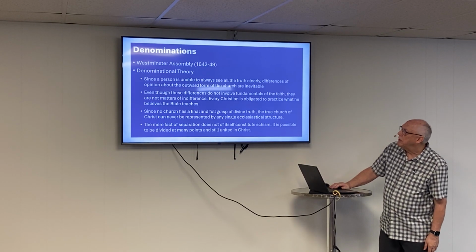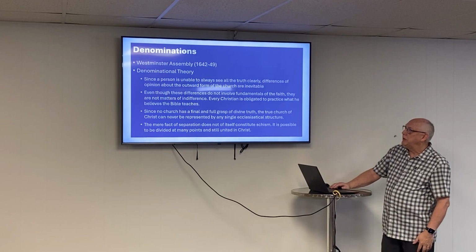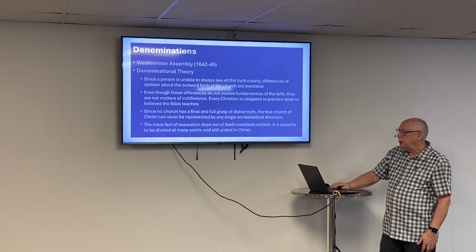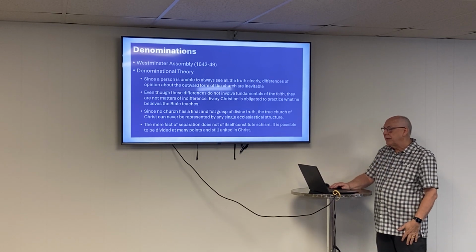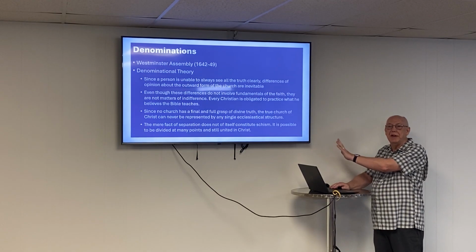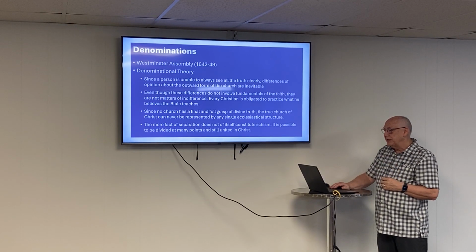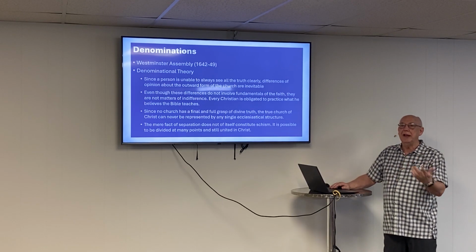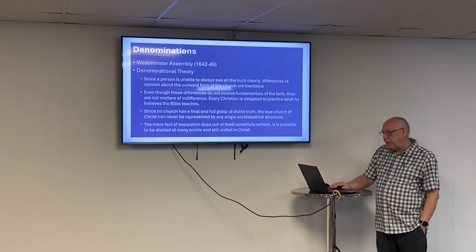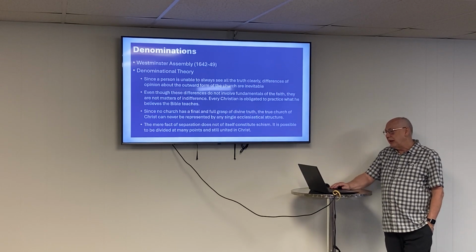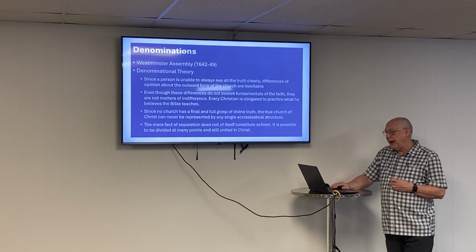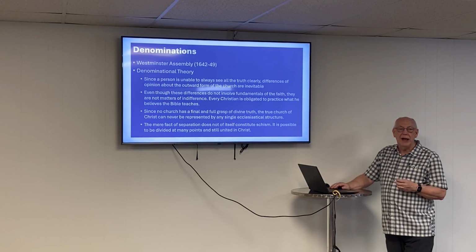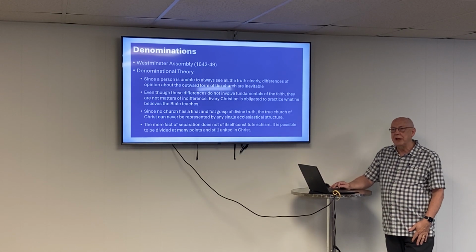Again, I'm running out of time, but part of the Westminster Assembly, the Puritans argued for this to be included in the Westminster as one of their statements. This actually summarizes their whole idea of denominationalism. For example, since a person is unable to always see all the truth clearly, differences of opinion about the outward form of church are inevitable. So we're going to have differences, but the final bullet point there says the mere fact of separation does not itself constitute a schism within the church. It is possible to be divided at many points and still united in Christ. And that's the most important thing about denominationalism.